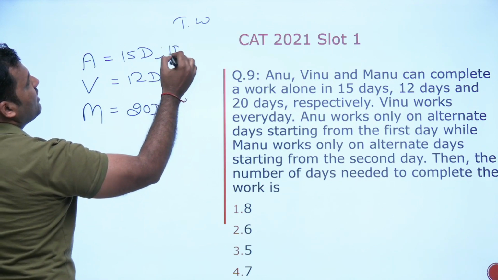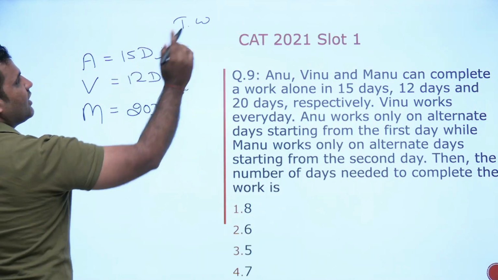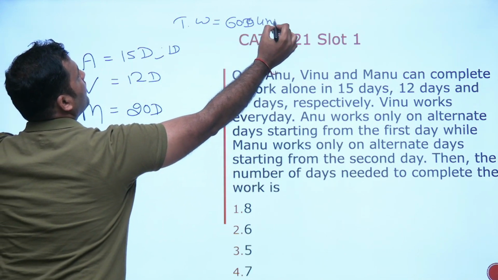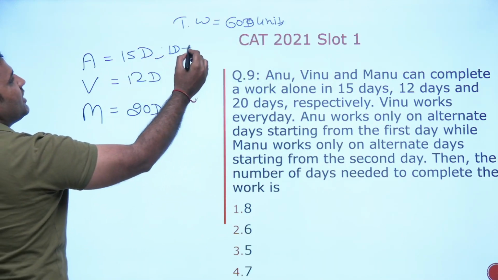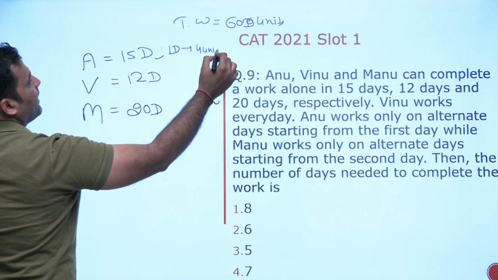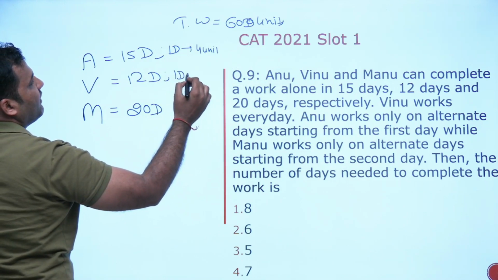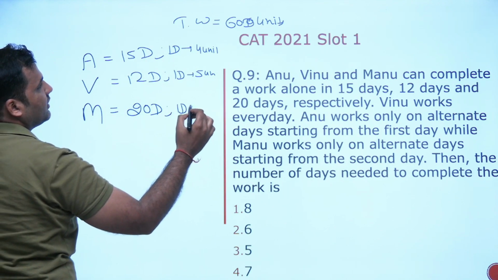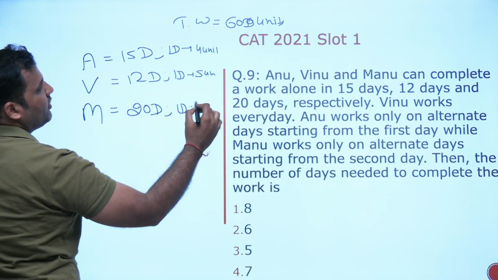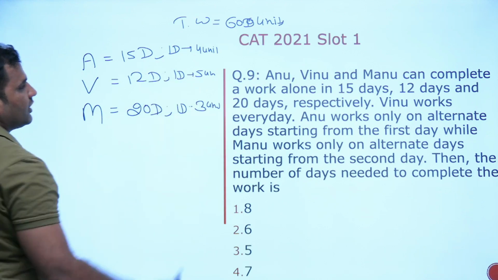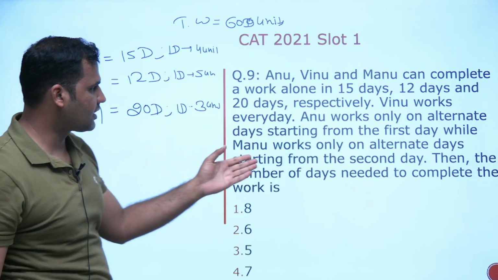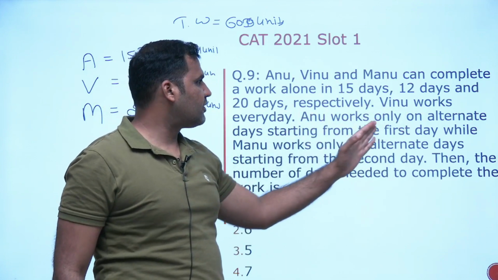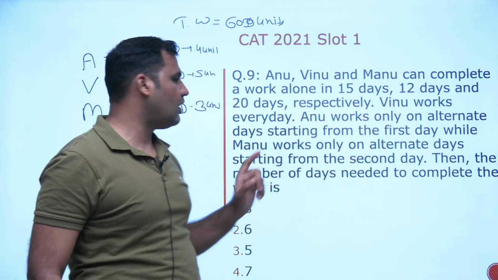Now 1 day में total work 15, 12 और 20 का multiple. Let's say total work is 60 units. कोई भी 60 यूनिट्स काम करना है तो एक दिन में ये 4 यूनिट काम होगा. यहाँ पे एक दिन में 5 यूनिट काम होगा. And यहाँ पे एक दिन में this person will be doing 3 units of the work. राइट. Now what is the question saying? Anu works only on alternate days starting from the first day. Okay, Vinu is working on every day.